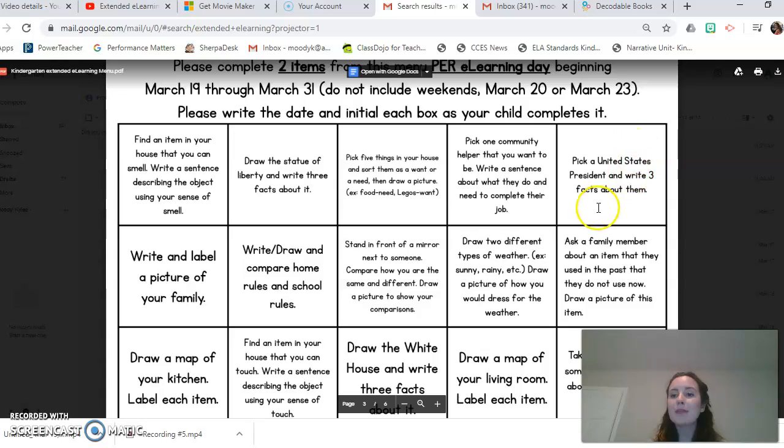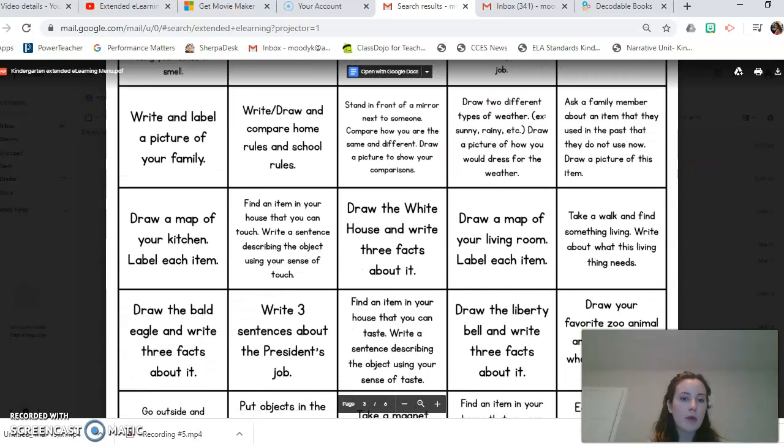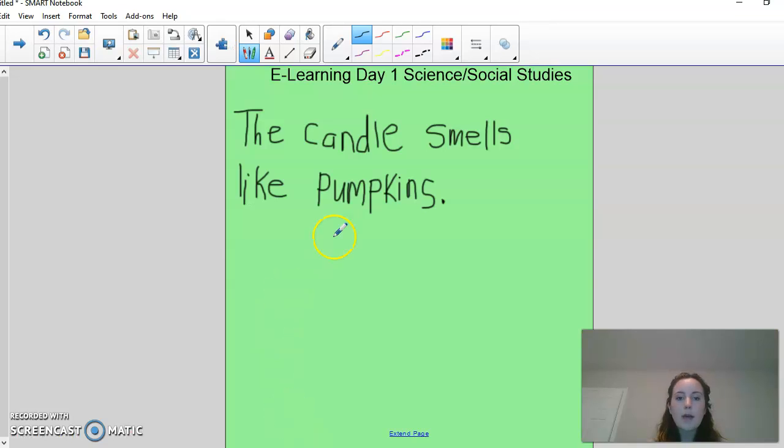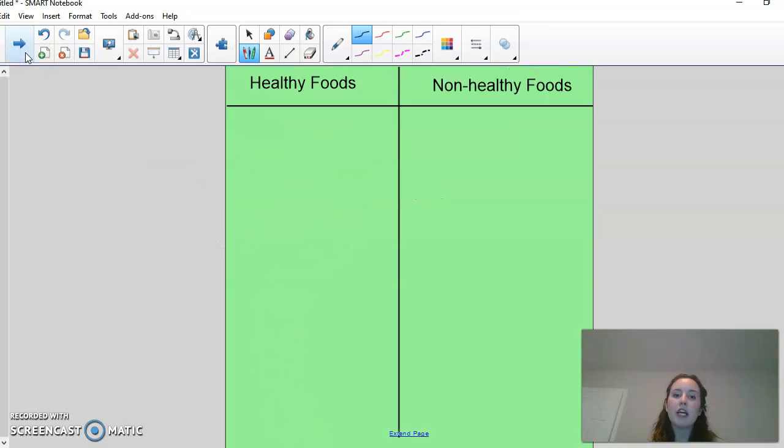All right, now I'm going to pick something else to do. Looking at my menu, let's see what looks like something I want to do. I know, I'm going to make a list of healthy and non-healthy foods. We talked a lot about this during dental health and what was good for our teeth. So I'm going to make a list. This is healthy foods. This is non-healthy foods. So healthy foods are things that help make us stay nice and strong, and they help our teeth stay nice and strong. And non-healthy foods are the things that are not so great for us.